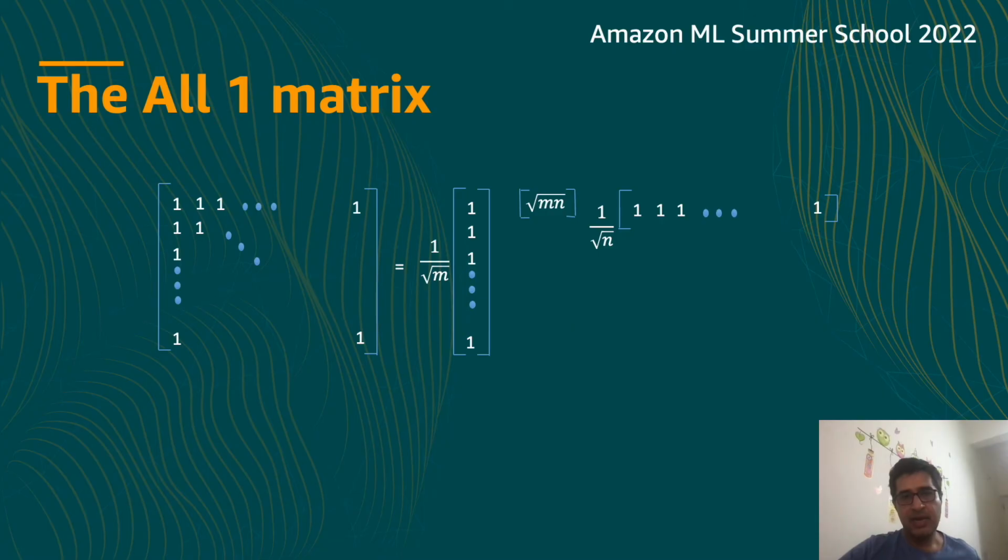So in case we had, let's say, an all-one matrix as a toy example, in case you have an m cross n all-one matrix, it would get represented as 1 by square root m of a unitary matrix of this type, a single element of square root mn, and 1 by square root n of a unitary matrix transpose.